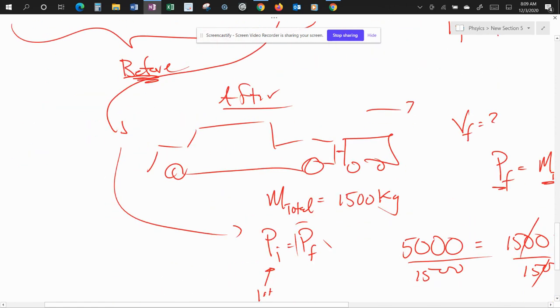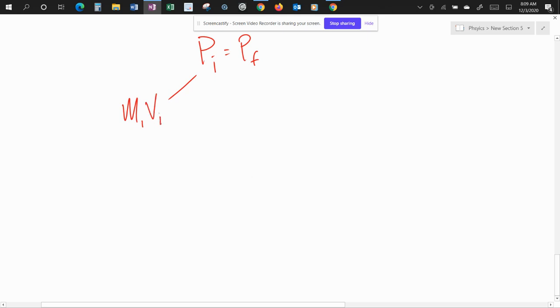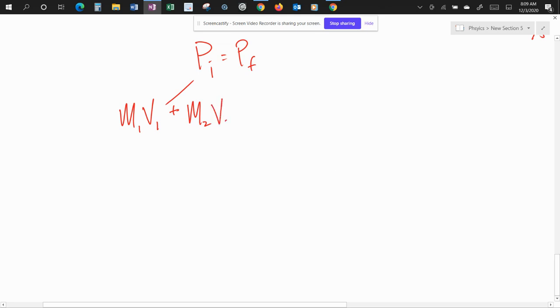Okay? Now, I'm going to do something that's kind of difficult, and if I were to start like this, you'd probably be a little bit confused. But P initial is equal to P final, and we normally write this down as: for all of the objects, we calculate the momentum and add them together, and then we say those are equal to whatever the final momentum is. So we end up with this equation. The mass of the car was M1, its velocity was V1, plus the mass of the second object times the velocity of the second object has to be equal to whatever these two objects stuck together would be times their velocity.